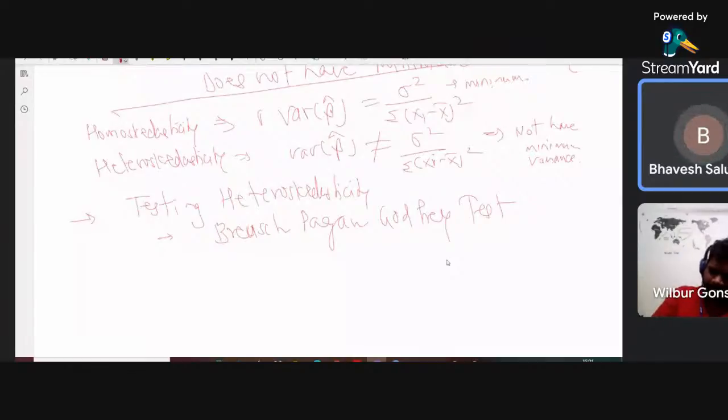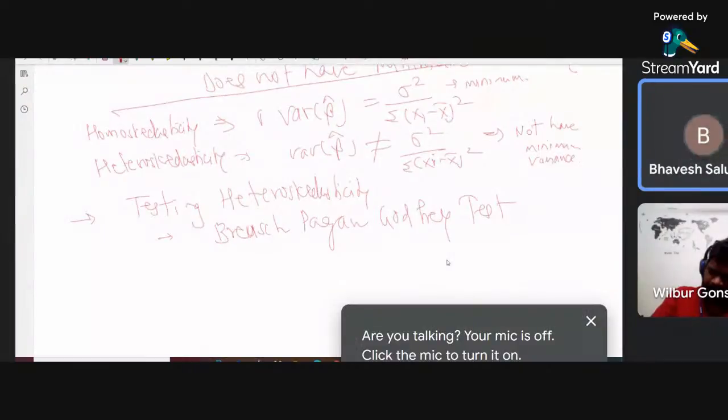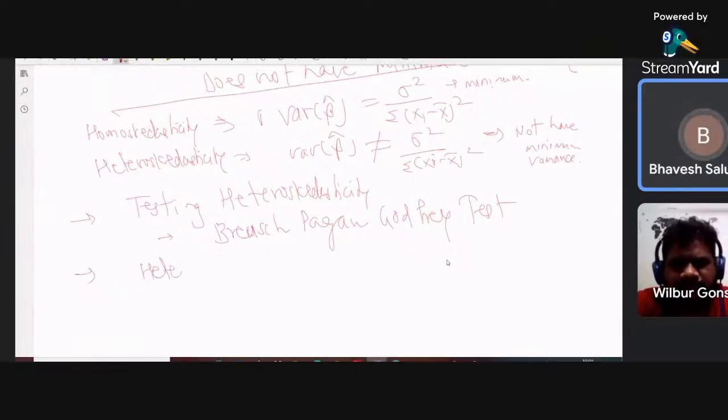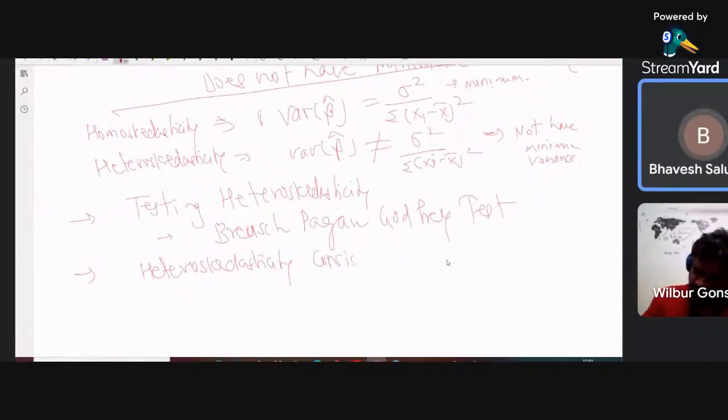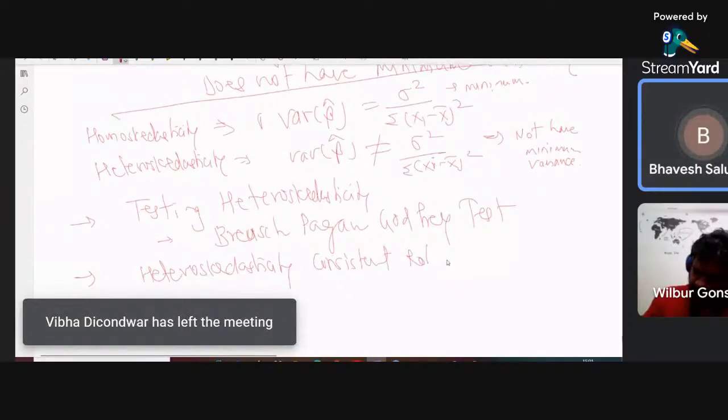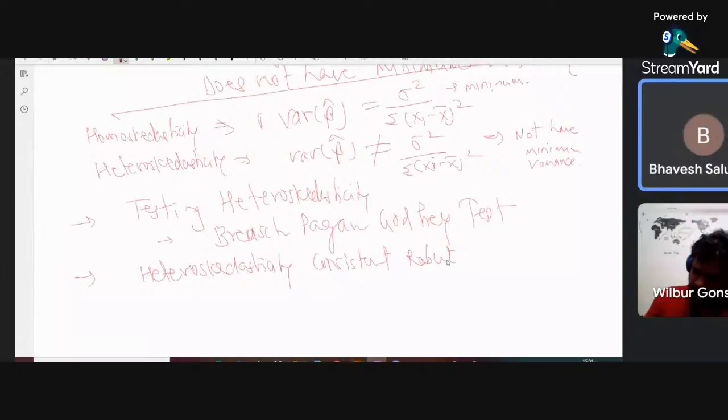If the test results confirm that there is heteroscedasticity in the regression model, you go for some other estimation method, not OLS. One thing you can do is go for heteroscedasticity consistent robust errors. These are little technical terms. Don't worry about it. When we go to the actual example, you will understand these very well.